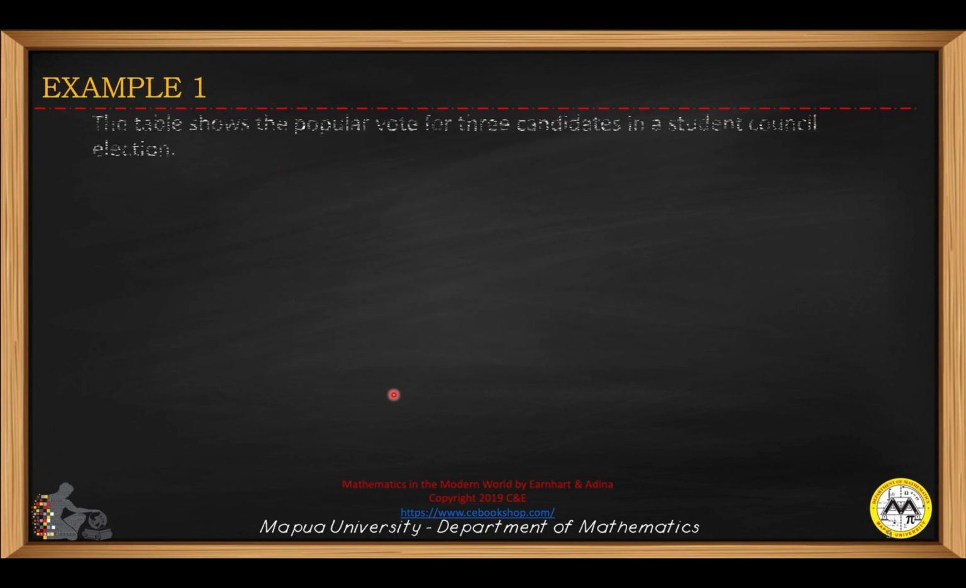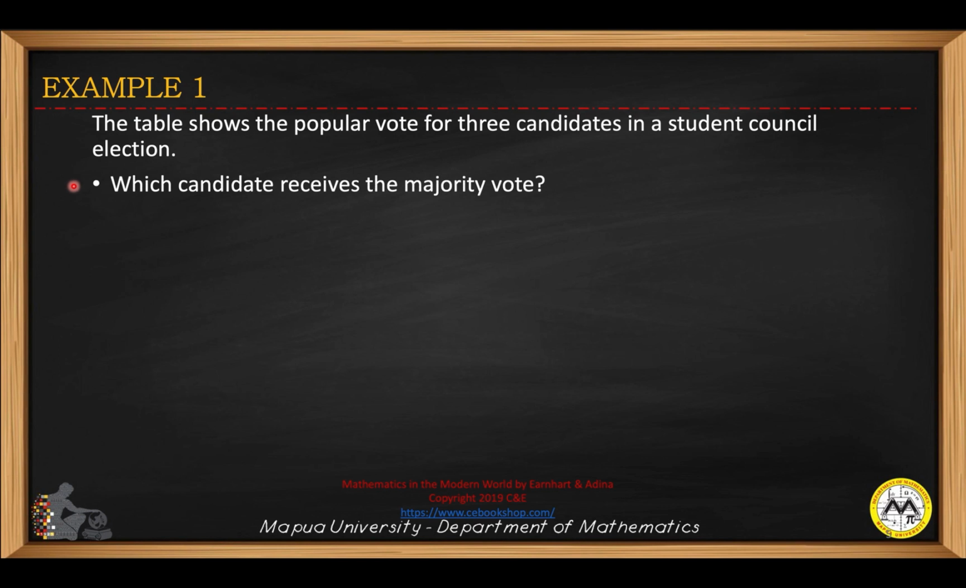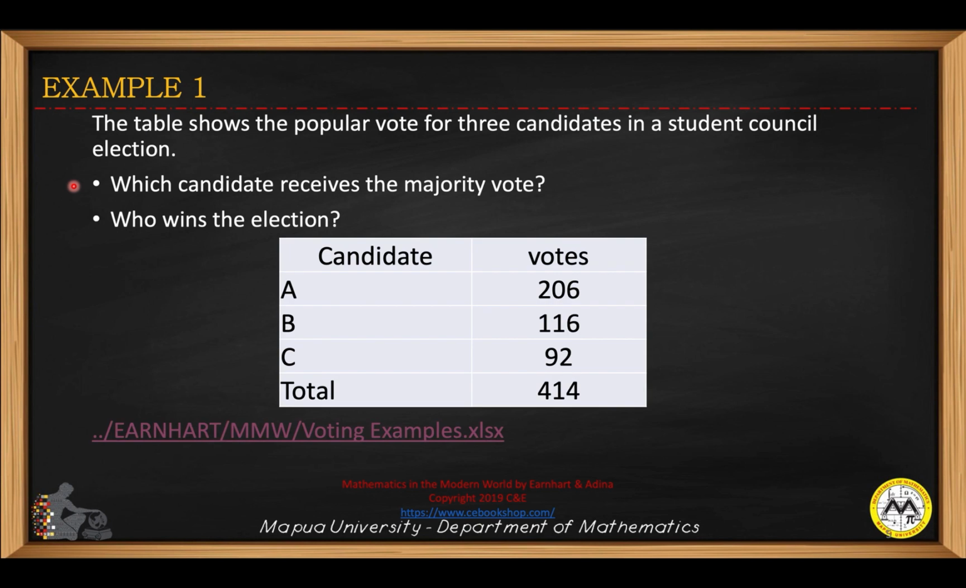Let's have example number one. The table shows the popular vote for three candidates in a student election. Which candidate receives the majority vote? Who wins the election? Okay, so you have three candidates and then you're given the respective votes. The total votes is 440.